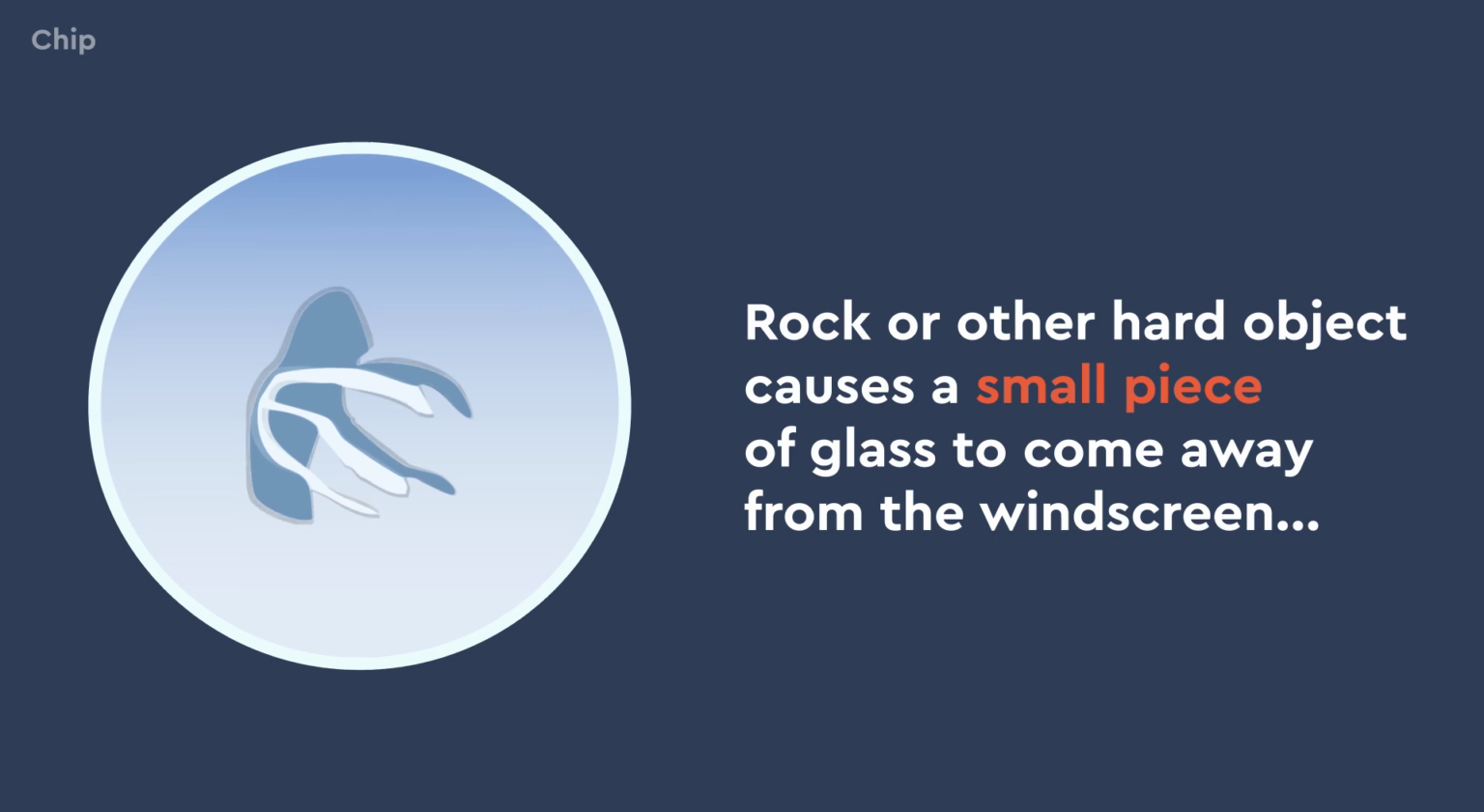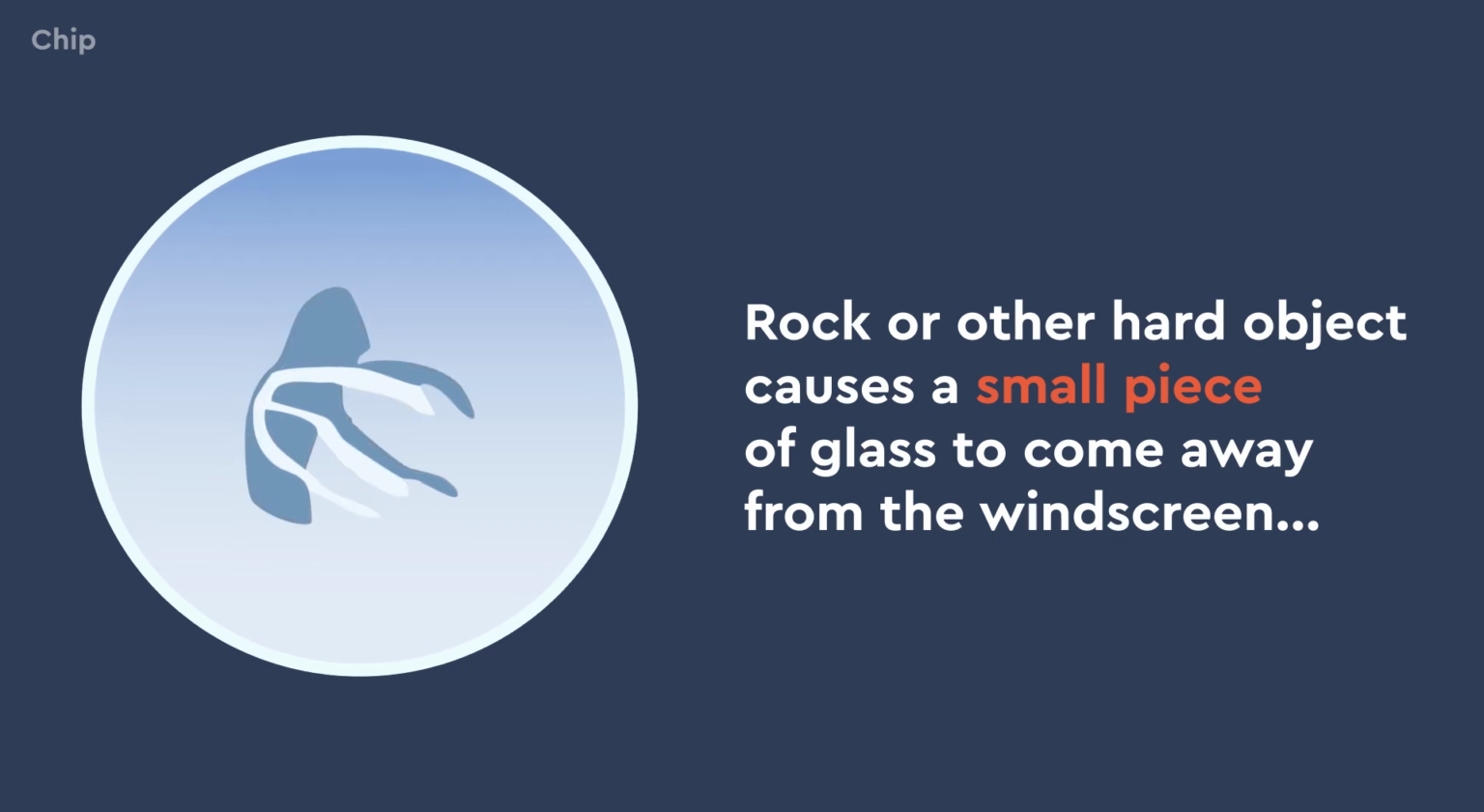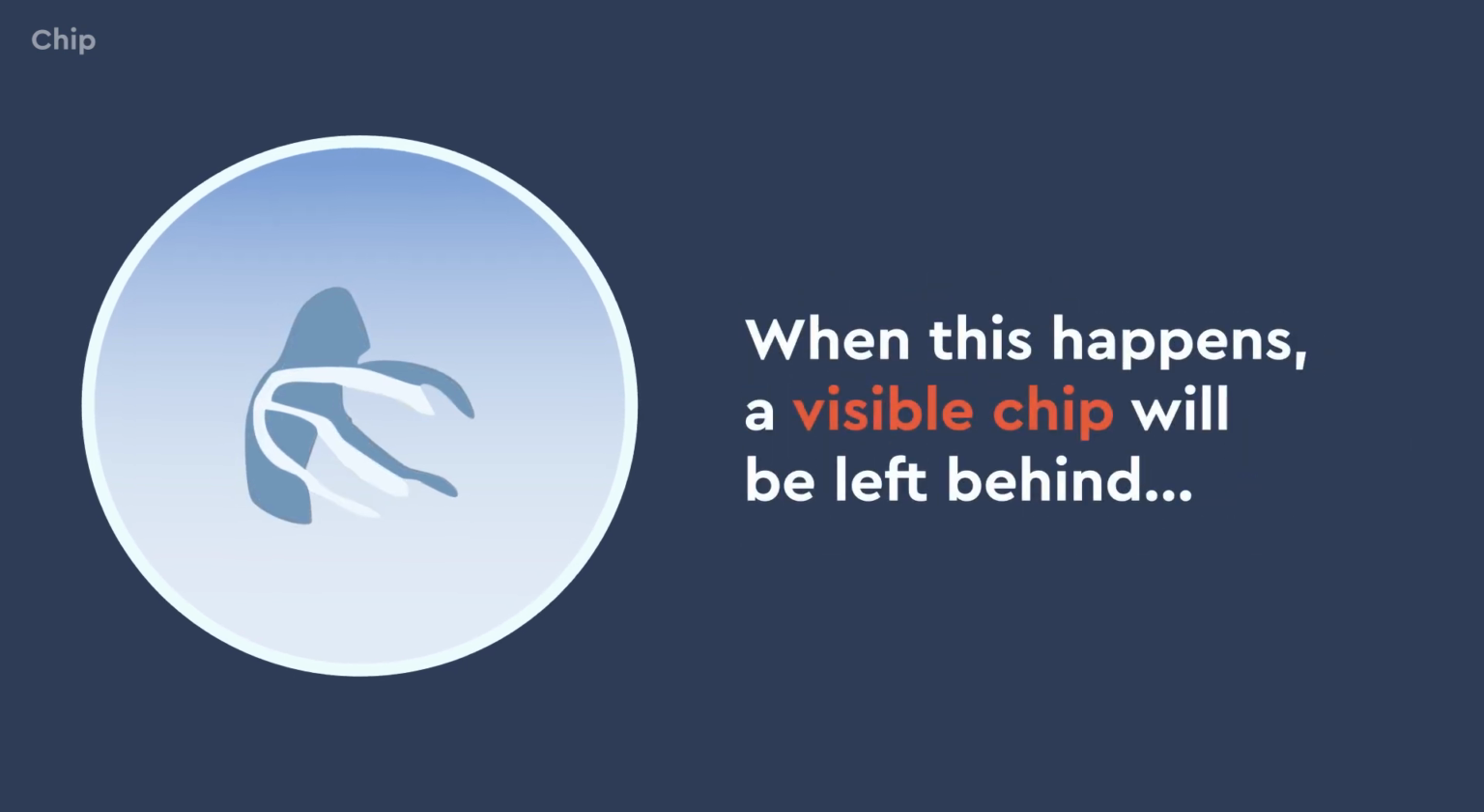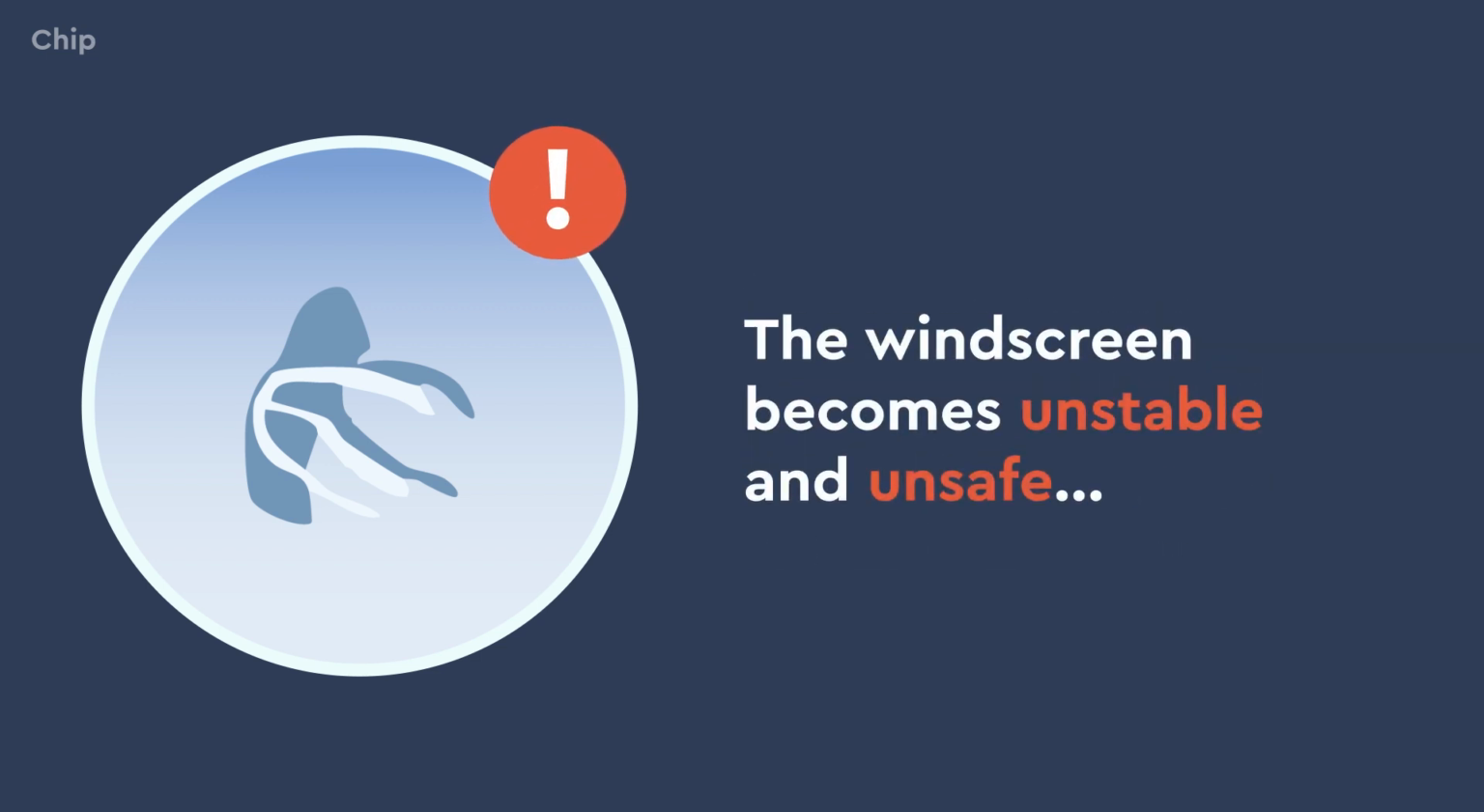A chip. A standard chip occurs when a rock or other hard object causes a small piece of glass to come away from the windscreen. When this happens, a visible chip will be left behind, and the windscreen becomes unstable and unsafe.